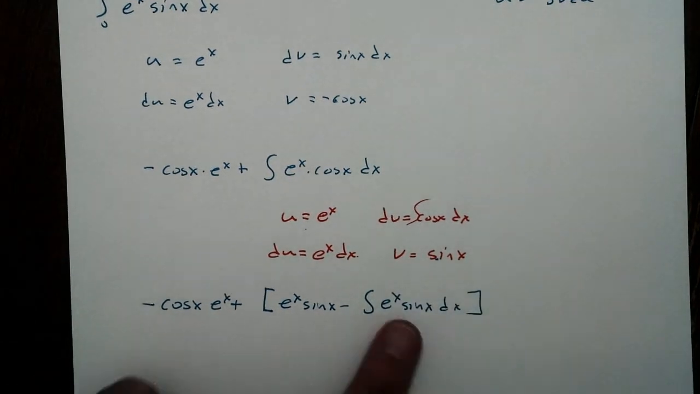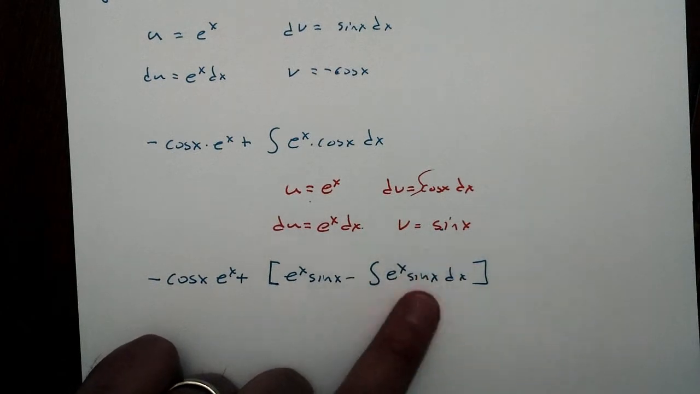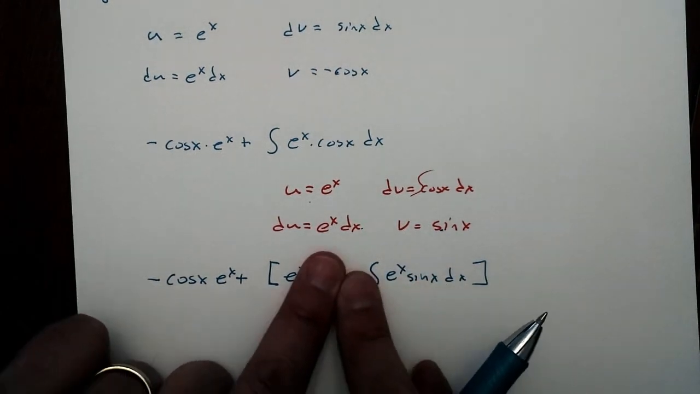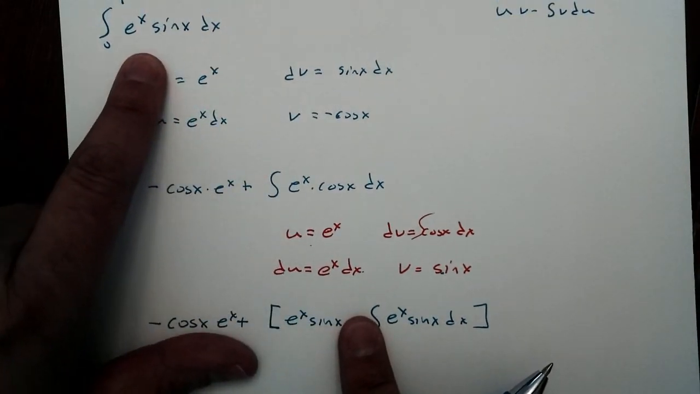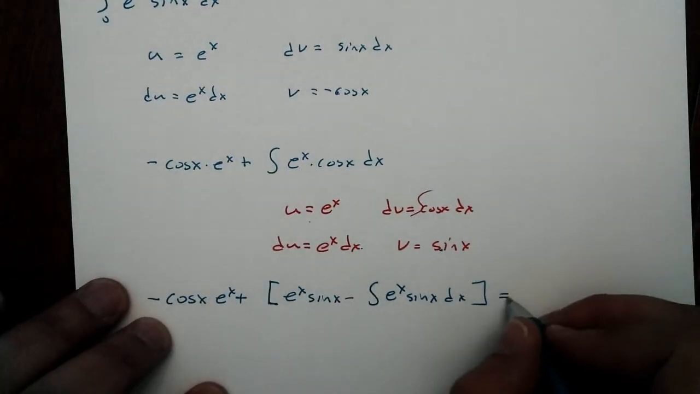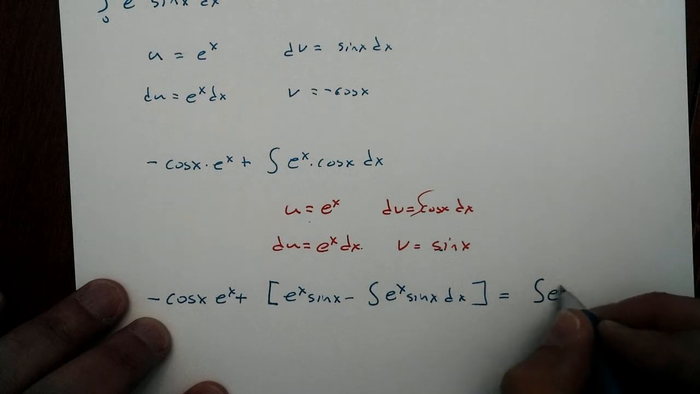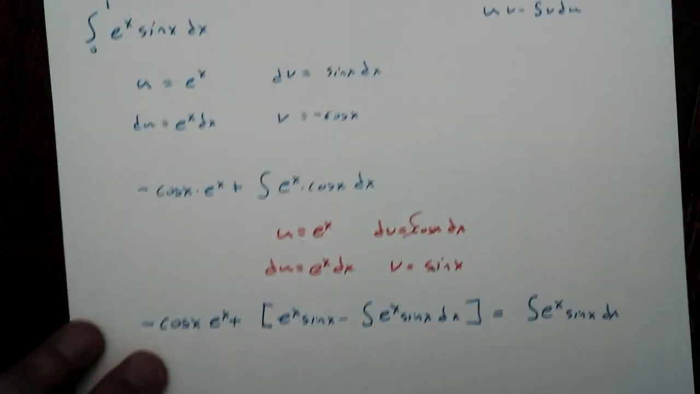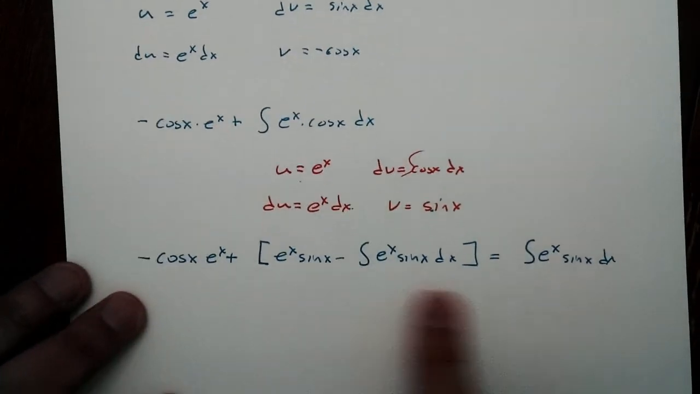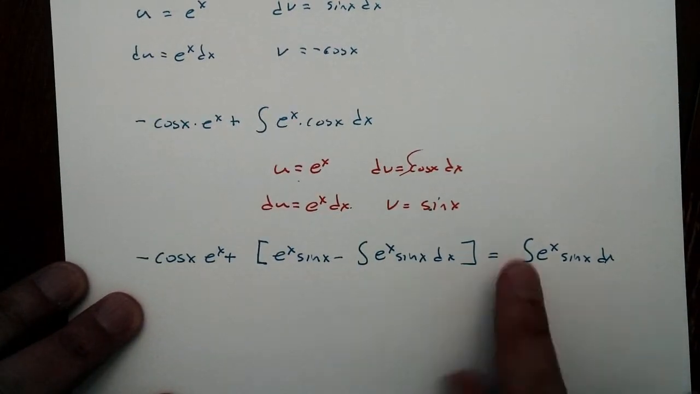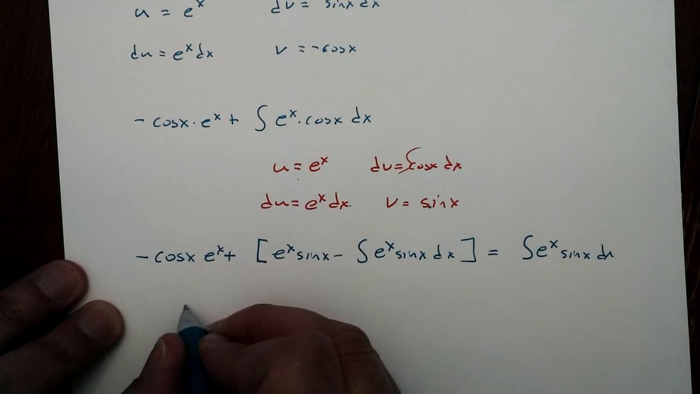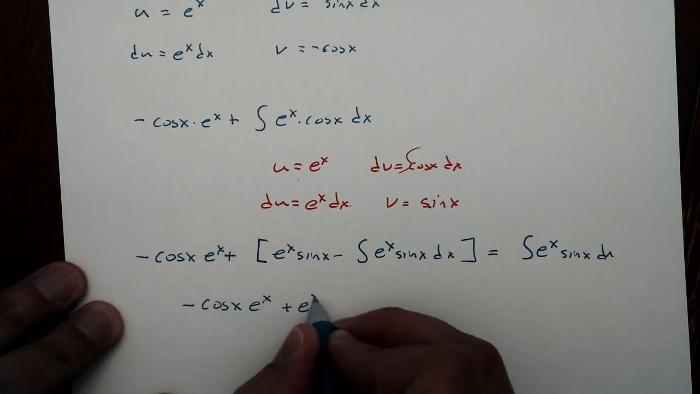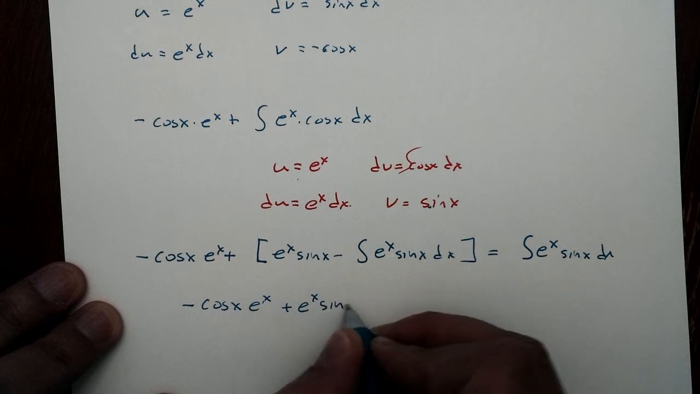Now, most people think, oh no, look at this, we've got to do it again. But not really, because if you notice, this integral, again, is the same as my original. So I know that this is equal to the antiderivative of e to the x sine of x dx. I know that those two are equal to each other, and I can use algebra to solve for my integral. So this becomes negative cosine of x, e to the x, plus e to the x sine of x.